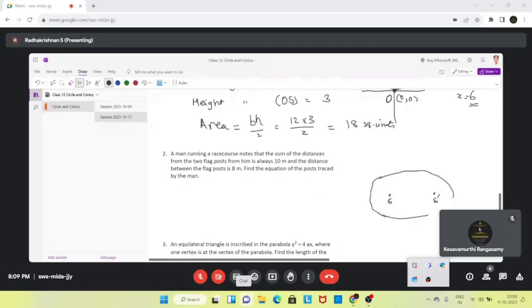S and S dash, the sum of the distances is always 10 meters, and the distance between the flag posts is 8 meters. So this is given as 8 meters. And what did we see just some time back? That for a point, let us say P, PS plus PS dash is constant, and that is equal to 2A. That is the definition of an ellipse, as I told before also.